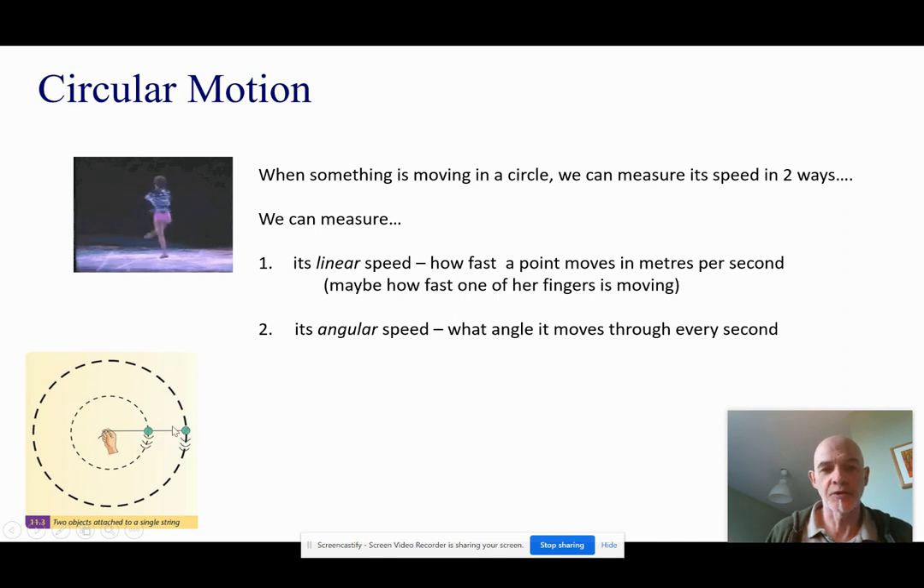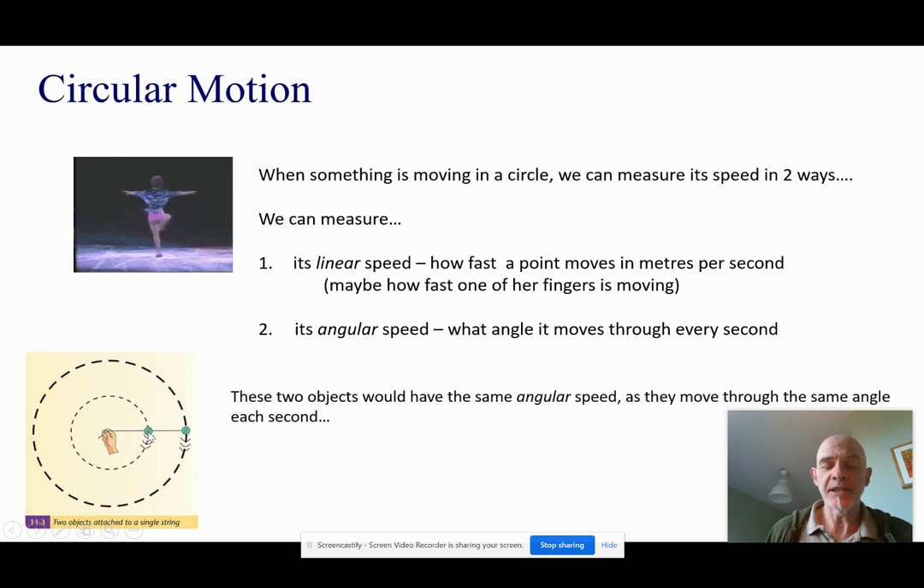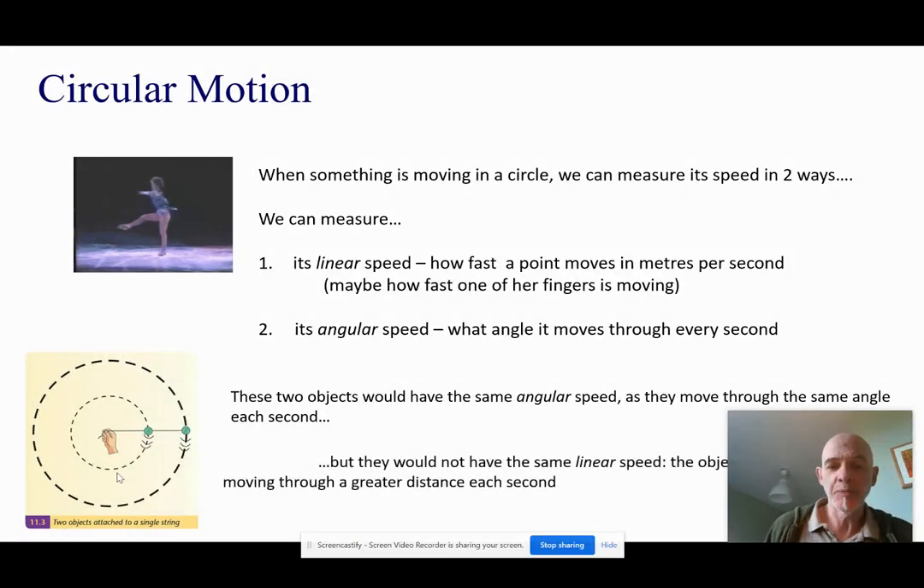If we think of two weights tied to the end of a string going round and round in circles, the outside one is obviously going through a bigger circle than the inside one. They'd both go through the same number of circles every second, so they'd have the same angular speed, the same number of radians per second, but they will be traveling with a different linear speed. The one on the outside is obviously traveling more meters per second than the one on the inside.